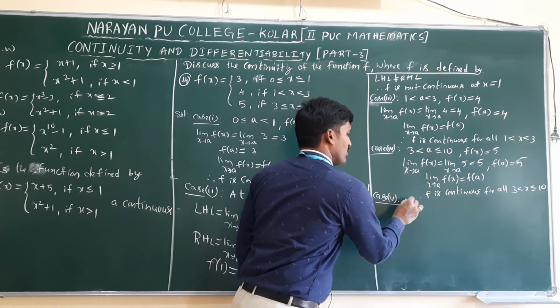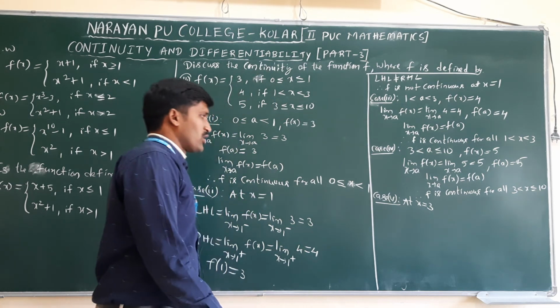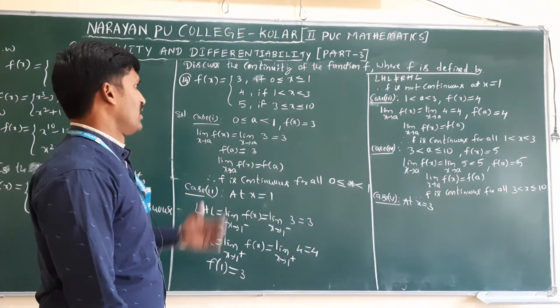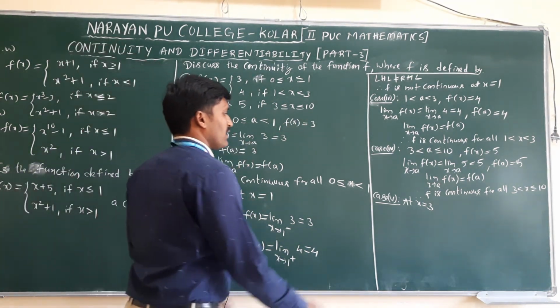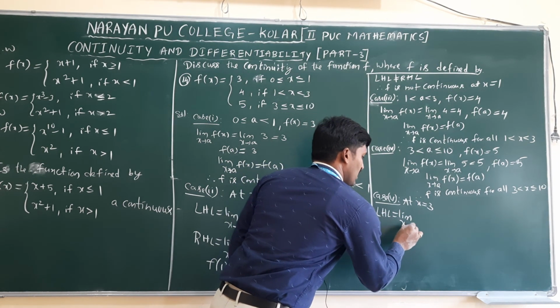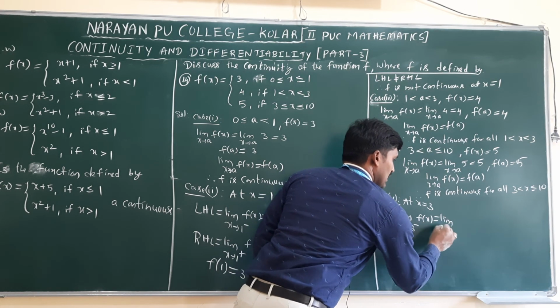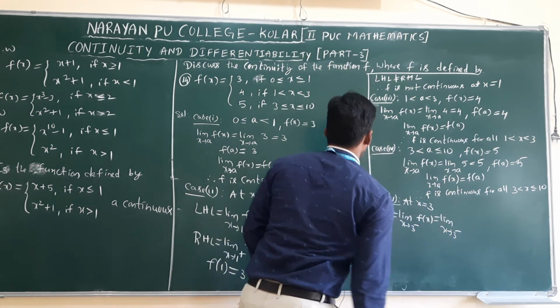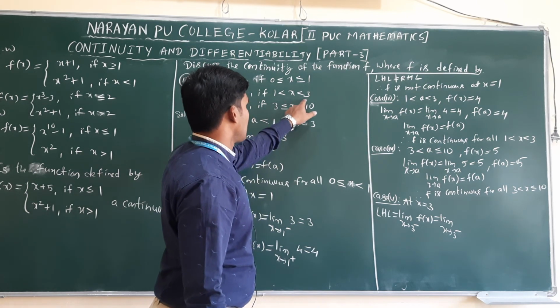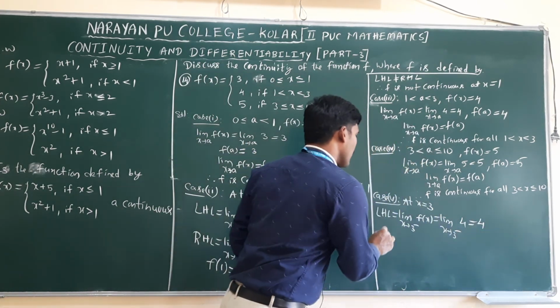Case number 5, at x equal to 3. At x equal to 3, you want to check that point, which means at the point we will take LHL, RHL and f of a. First LHL, limit x tends to 3 minus f of x equals, limit x tends to 3 minus. 3 minus means what? X is less than 3. What is the function there? 4. Now it is again 4 only.